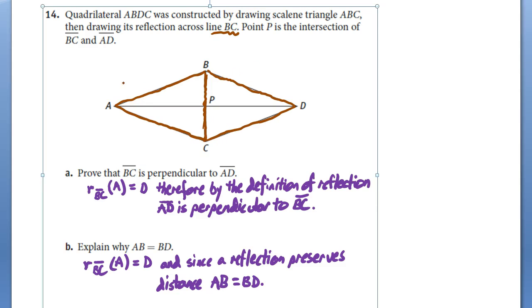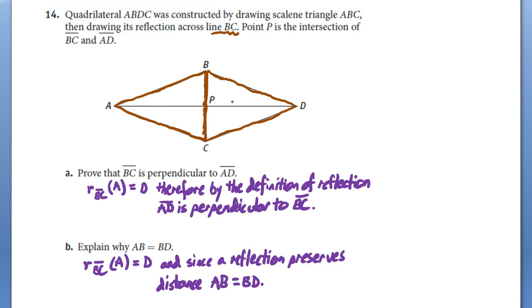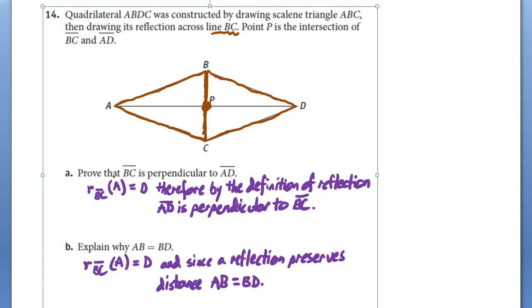Point P is the intersection of segment BC and AD. So where this crosses the one going across, there's a dot there, and that's where P is. Question A, prove that segment BC, this one, is perpendicular to AD, which is this one. We want to prove that this is a 90-degree angle. Here's how the proof goes.